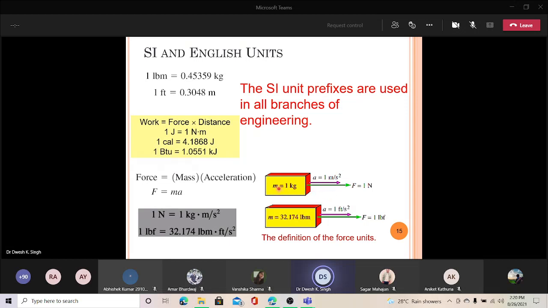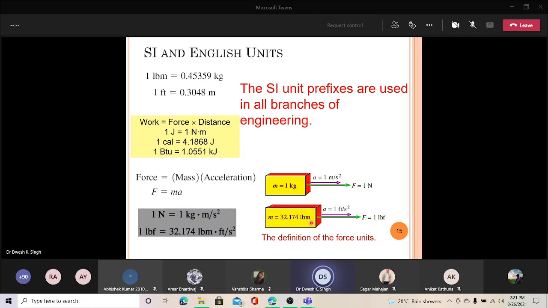Here M is equal to 1 kg. In the pound system, M is equal to 32.174 lbm, and with 1 foot, when these two are combined, it gives 1 pound force. Here it is 1 Newton. So to generate 1 Newton force, we require 1 kg of mass at 1 meter per second squared. But to generate 1 pound force, we require 1 foot per second squared with this pound of mass.